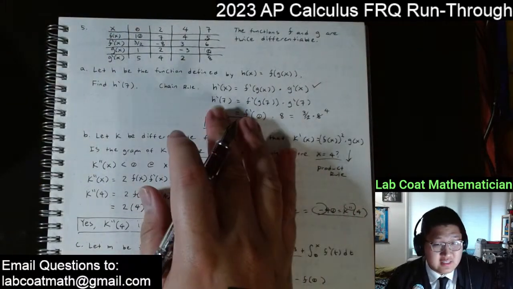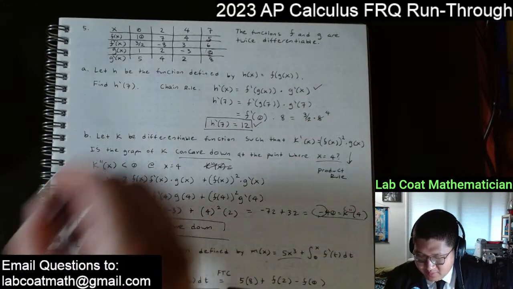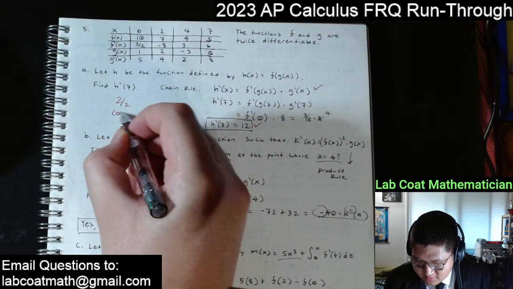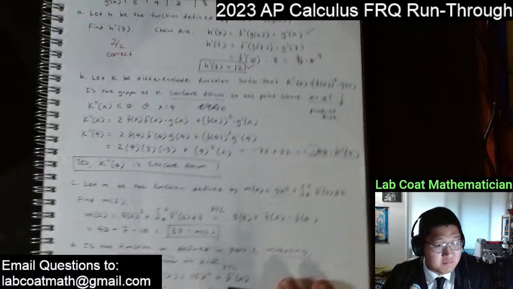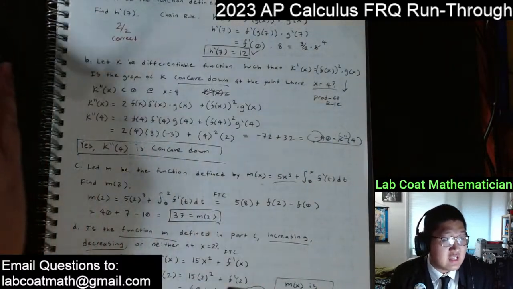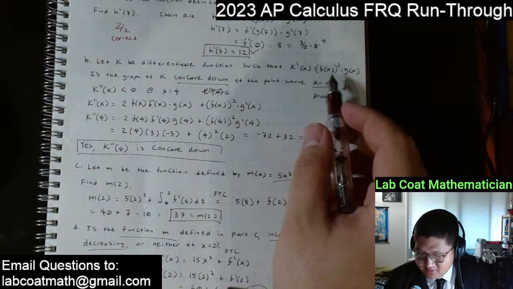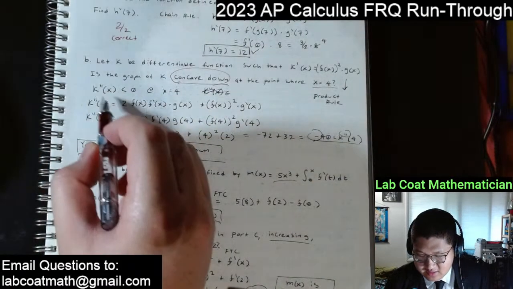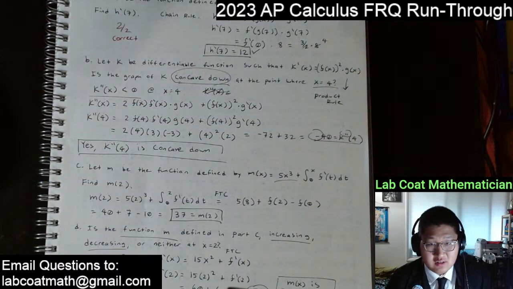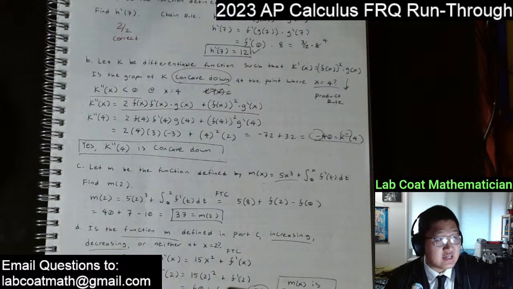Then by plugging in 7 after the fact, we get a positive 12 for h prime of 7. That's 2 out of 2 correct for us on part A. Very nice. Okay. Then part B here is going to be looking at the differentiable function of k prime of x that they gave us first, but because we're looking for something that's concave down, we must then know what the second derivative will look like.